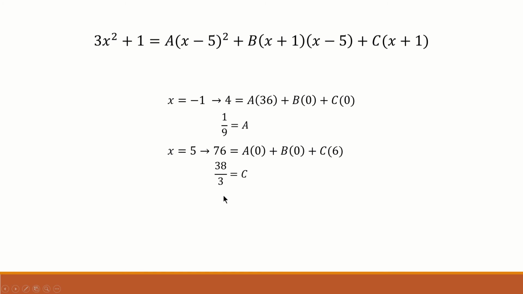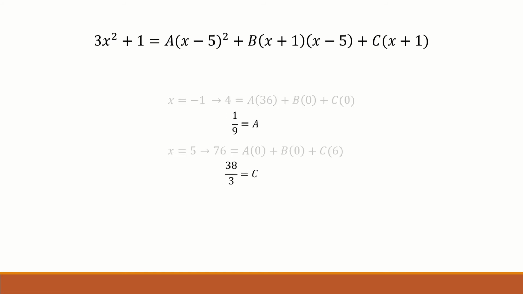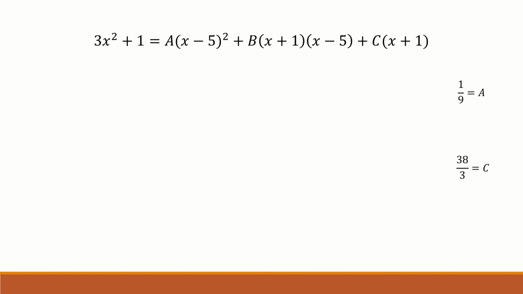So we will be addressing the second method of solving for coefficients. To do that, we're going to expand our factors here. You can see x minus 5 squared becomes x squared minus 10x plus 25. And we also have b times x squared minus 4x minus 5 plus c times x plus 1, which hasn't changed. And we're going to go one step further and factor this all the way out.